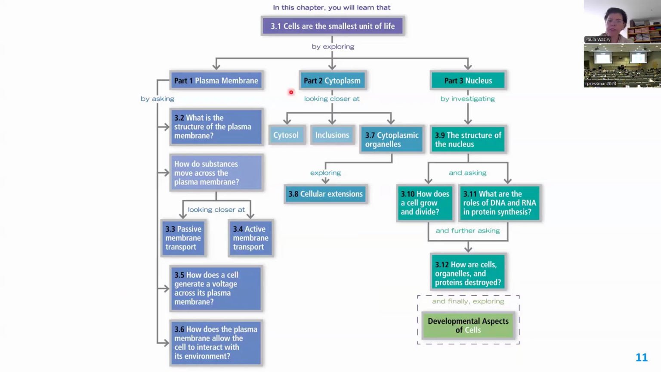After that, we're going to look at the cytoplasm. We're going to see the whole mush of stuff that is inside of the cytosol, and you're going to look at the organelles that are in the cytosol. And then we're going to look at the nucleus and, briefly, the structures in the nucleus, and then how important it is for the nucleus to be separated from the cytoplasm.